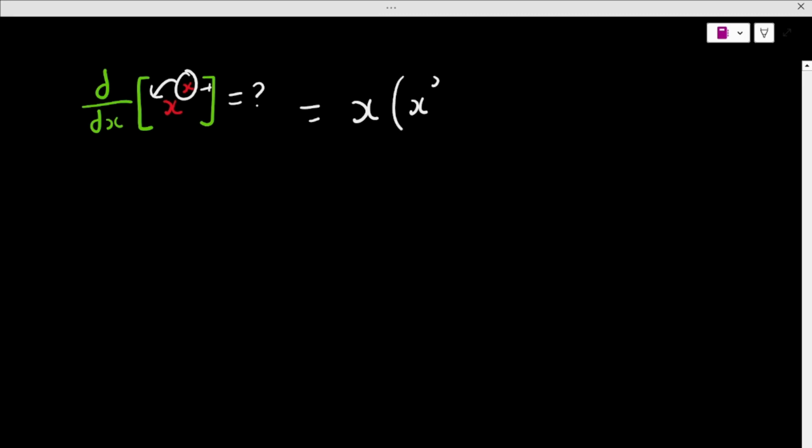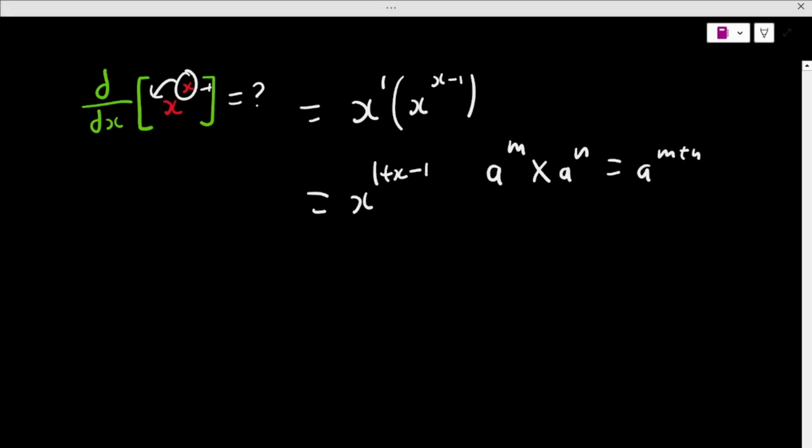to the x minus 1 using our indices properties. We know that if we have a to the m times a to the n, this is equal to a to the m plus n. So we can see that x is x to the 1, so it's x to the 1 plus x minus 1 power, so the 1 and minus 1 can cancel out, so it's just x to the x, and we are done.